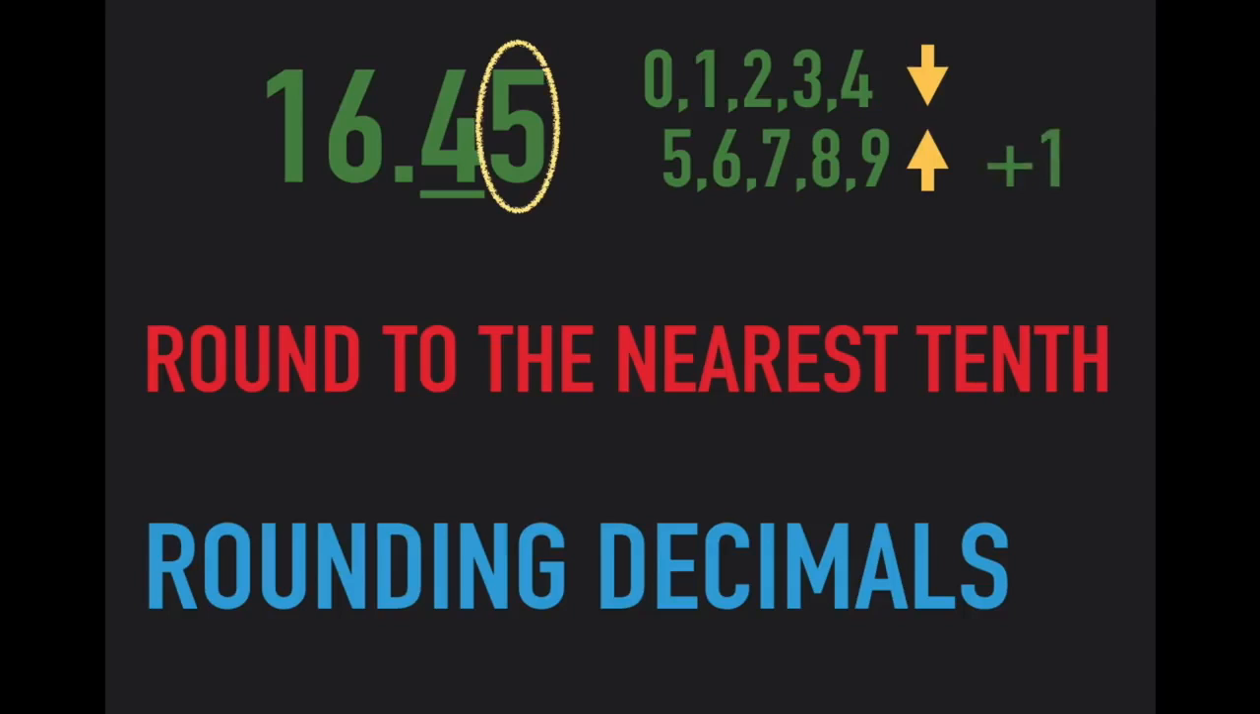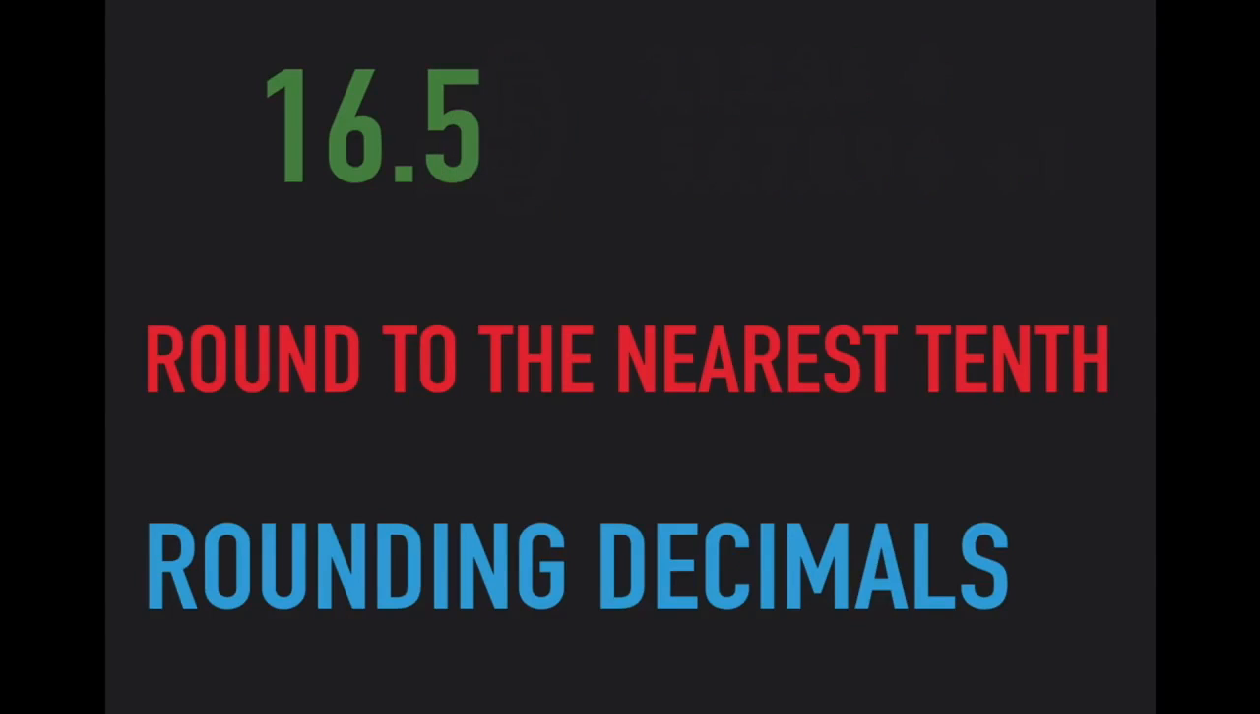That target number, in this case the 4, two things can happen to it when we're rounding. One is that the number will stay the same, and two, the number will increase, but the number will never decrease. When I round down, that 4 never becomes a 3. It's either going to be a 4 or a 5. In this example, of course, because the number to the right is a 5, that means I'm going to round up, and that 4 becomes a 5. So this is going to end up being 16.5.